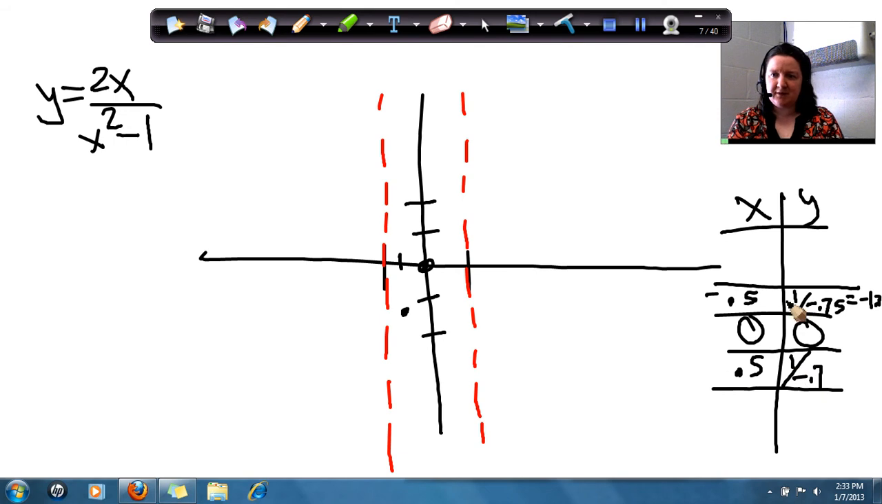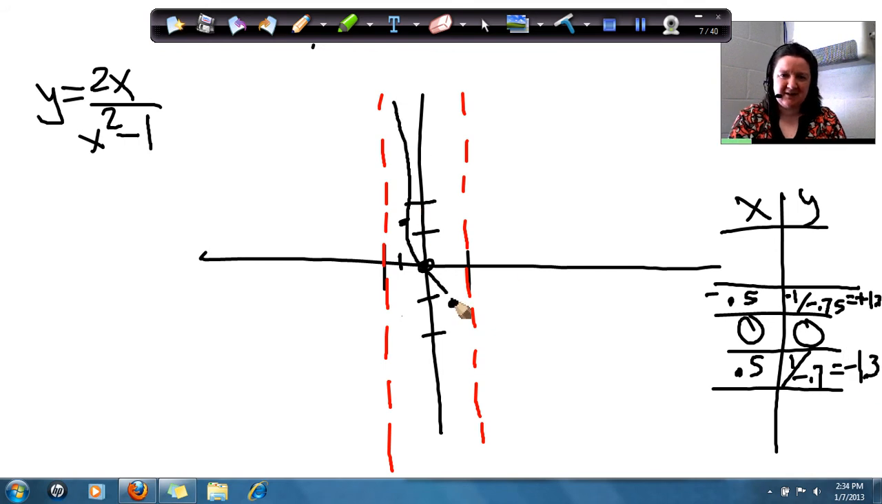Oh, it's a negative up there, so that should have been a negative on the top, so that would have been a positive. So let's change that point. It would be positive 1 1/3, and down here it's a negative 1 1/3. So we're going to get something that looks like this, kind of a little S shape that goes between.